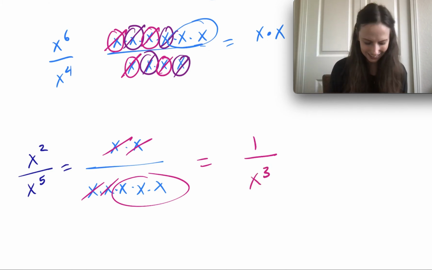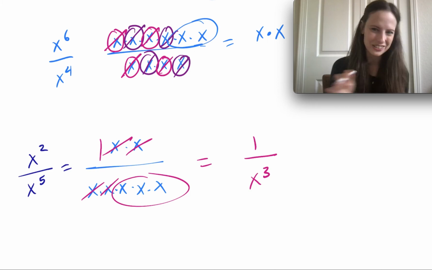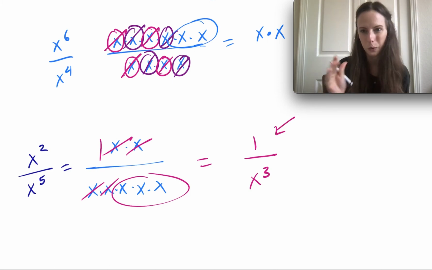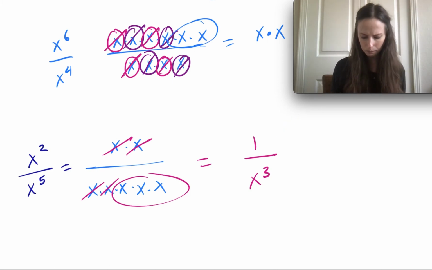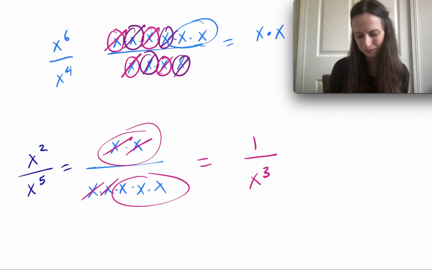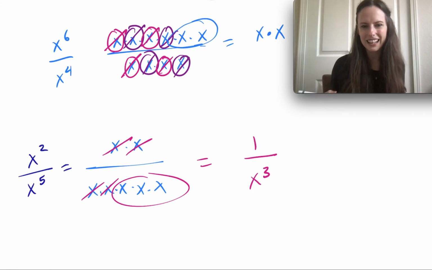So think of it as like there's this coefficient of 1 that you don't always see. So that's why we still have that 1 in the numerator. But all the x's canceled out. So 1 over x to the 3rd.